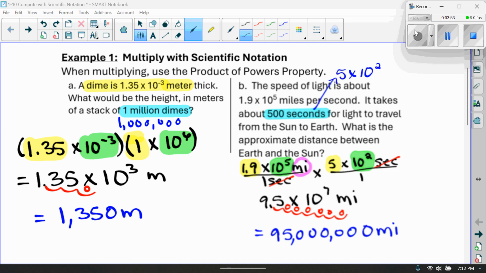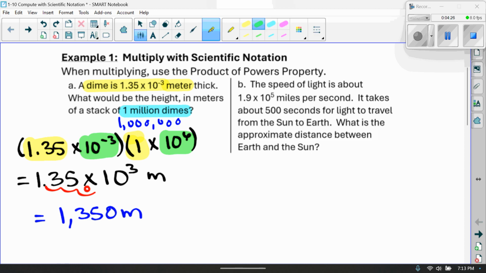All right, so for this one, it says the speed of light is about 1.9 times 10 to the 5th miles per second. It takes about 500 seconds for the light to travel from the sun to the earth. We want to know what is the approximate distance between the earth and the sun. Now this one is a little different than the previous example. As a matter of fact, I think I'm going to take this solution out and go step by step.